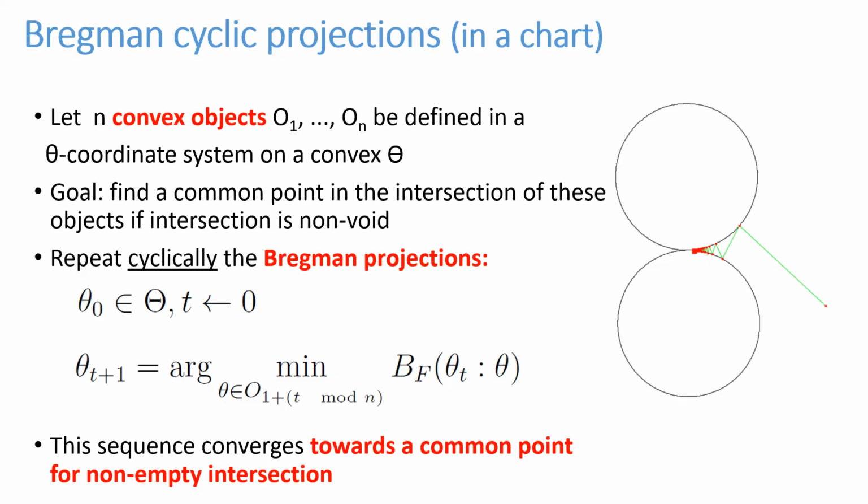The Bregman cyclic projection algorithm starts from an initial point and projects onto the first object by minimizing the Bregman divergence, and then projects this new point onto a second object, the second constraint, and so on, by taking a Bregman minimization problem. The constraints are taken in cyclic order. When we reach the last constraint, the next constraint will be the first one, and so on. This cyclic Bregman projection algorithm converges in the limit to a common point in the intersection, but only in the limit case.